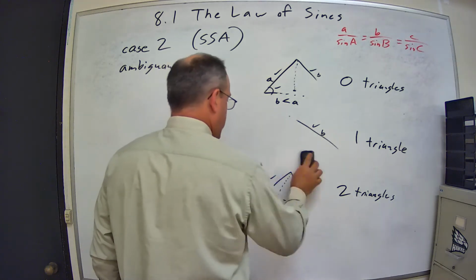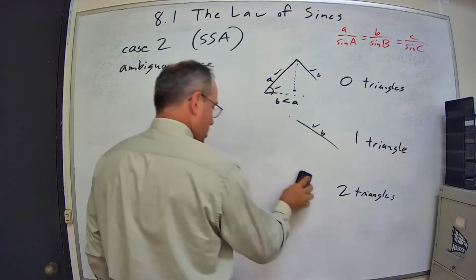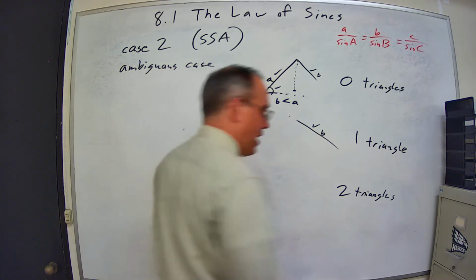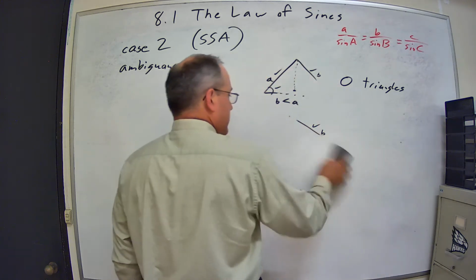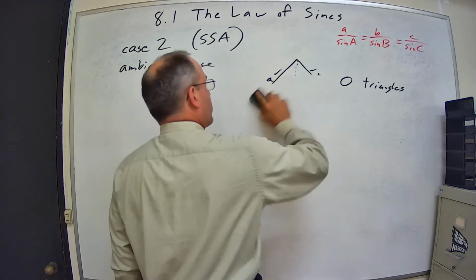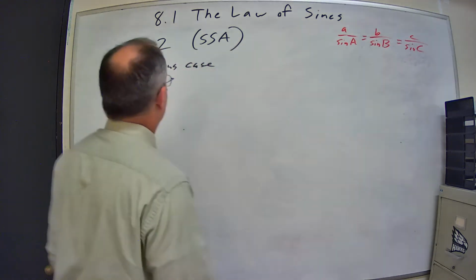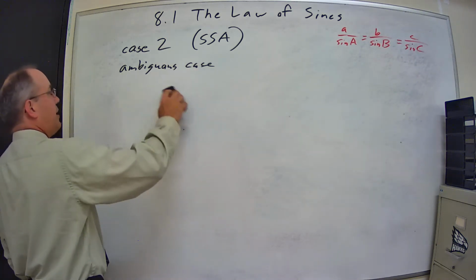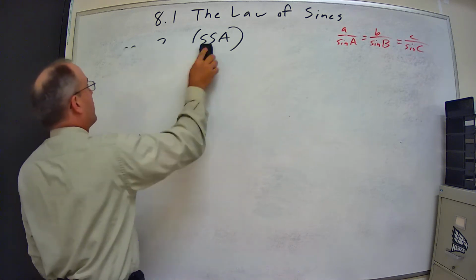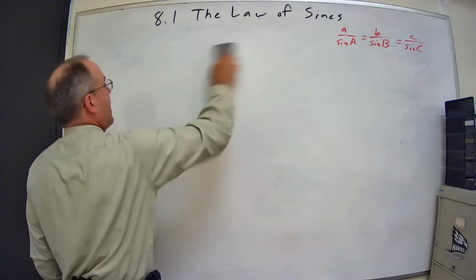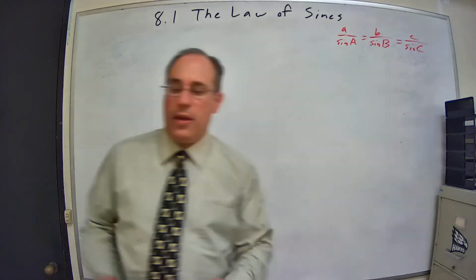I'm going to try to erase this such that I don't get blue smearing everywhere. I apologize for that. That showed up really bad on the screen. I have a blue marker that is determined to just smear all over the place, so I need to clean off the eraser. Okay, so I'm going to get rid of this ambiguous case thing. We don't need that. And I'm going to get rid of the case 2. We don't need that. But I'm going to leave our law of sines up here.